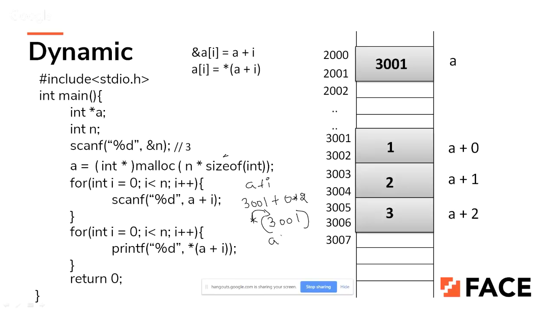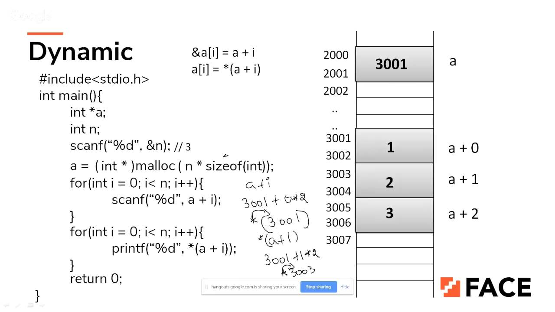Similarly, if I want to know the value stored at star of a plus 1, what is it? The A value will be 3001 plus 1 into 2. What do you mean by 1 into 2? 1 into the size of the data type, which becomes 2. 3001 plus 2 becomes 3003. If I give a star over there, the meaning is the value stored in that address, which is the value 2. So the value 2 will be printed.